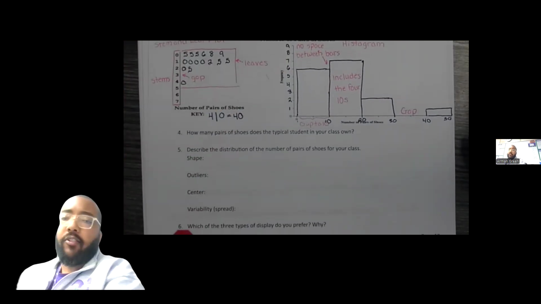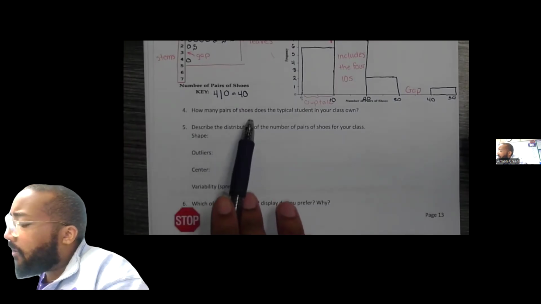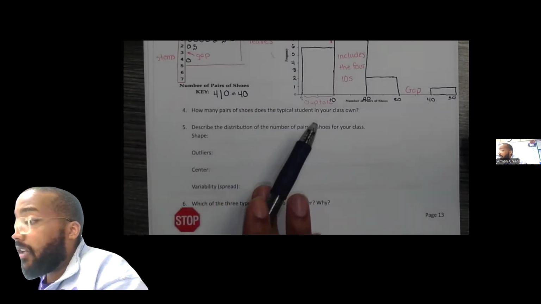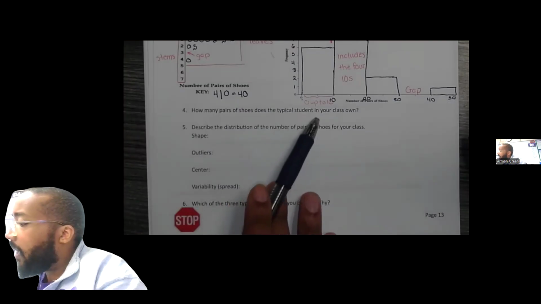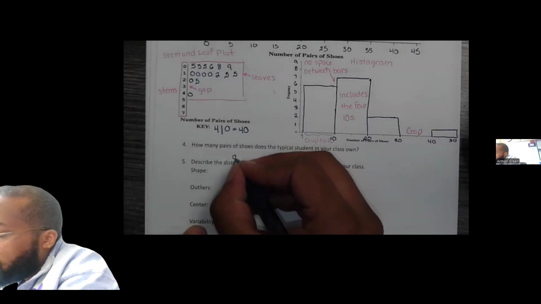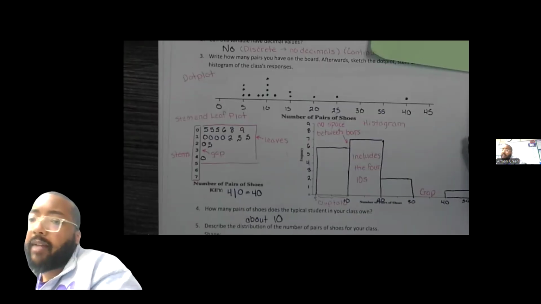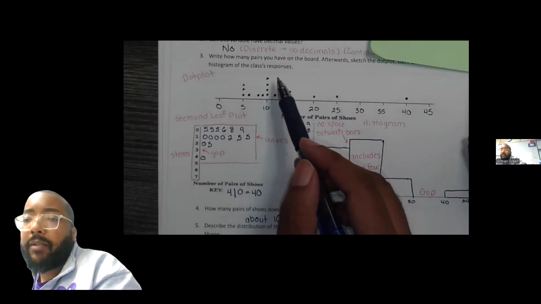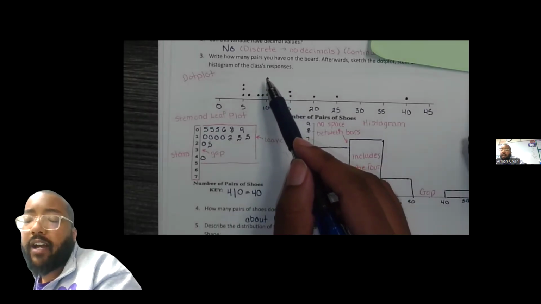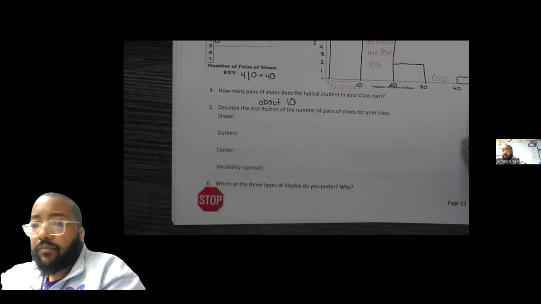All right. So now what we want to do is take this data that we have here and answer some questions at the bottom of the page. If we look at question 4, how many pairs of shoes does the typical student, or in this case, the typical teacher, have? Well, based on our data here, we're going to say maybe about 10. And that should make sense because if we look at the dot plot, not only do we have a lot of people who said 10, but it looks like that's our highest point, or that's probably where our median is going to be. And we'll talk about median later on in the unit.